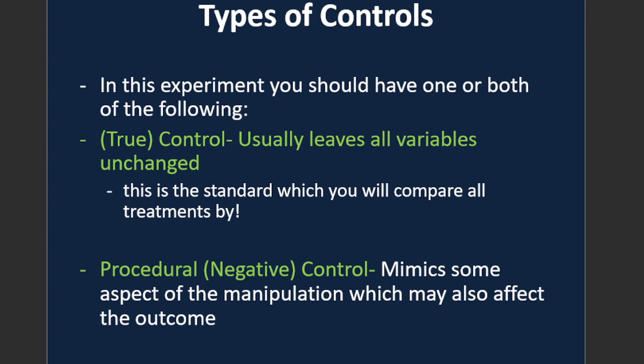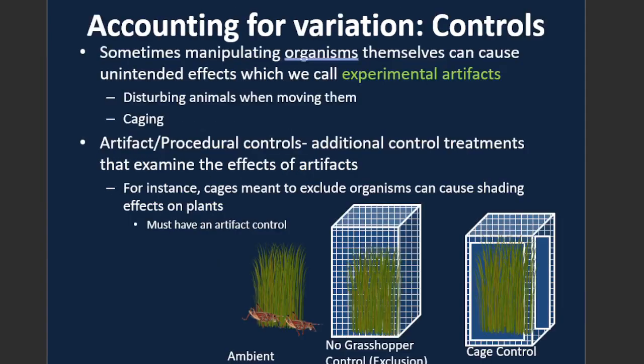And then there's 2 different types of controls. There's true controls, which usually leave all variables unchanged. And there's procedural or negative controls, which mimic some aspect of manipulation in order to account for its effect on the outcome. So when accounting for variation, that's why we have manipulated controls. Sometimes manipulating organisms themselves can cause unintended effects that we call experimental artifacts. In order to control or deduce what these artifacts are, we add additional control treatments to examine the effects of them. So for instance, you have cages that are meant to exclude organisms, but they also cause shading on the plants.